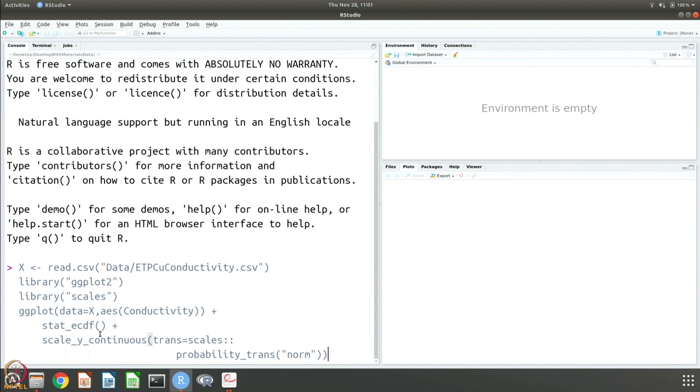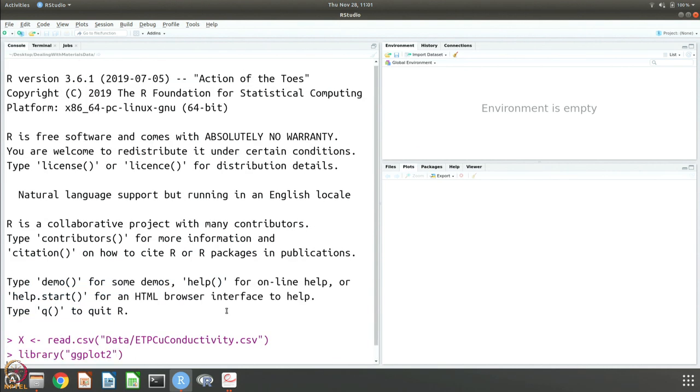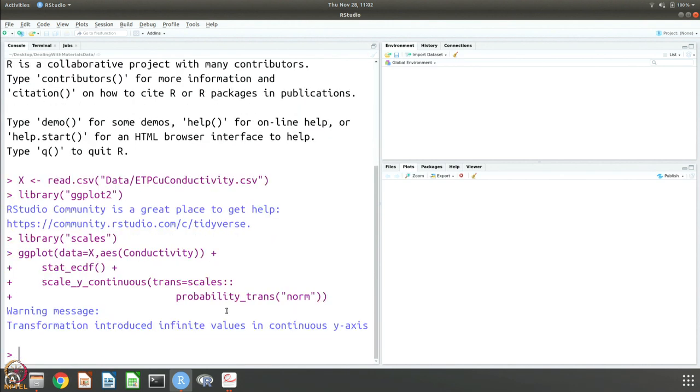Remember, the probability scale is scaling the y axis in such a way that this ECDF plot will be a straight line, and scales actually allows for this y axis scaling. The probability transformation is for normal distribution. This is what allows us to put other probability transformations, as we will see shortly. You can do other transformations and look at data. Okay, so this we have done.